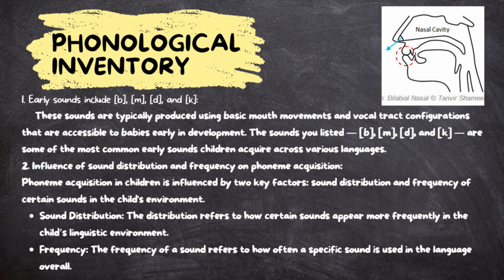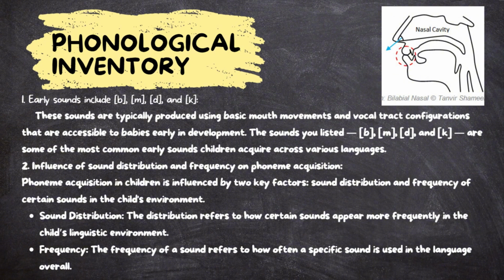Second is the influence of sound distribution and frequency on phoneme acquisition. Phoneme acquisition in children is influenced by two key factors: the sound distribution and the frequency of certain sounds in child development.